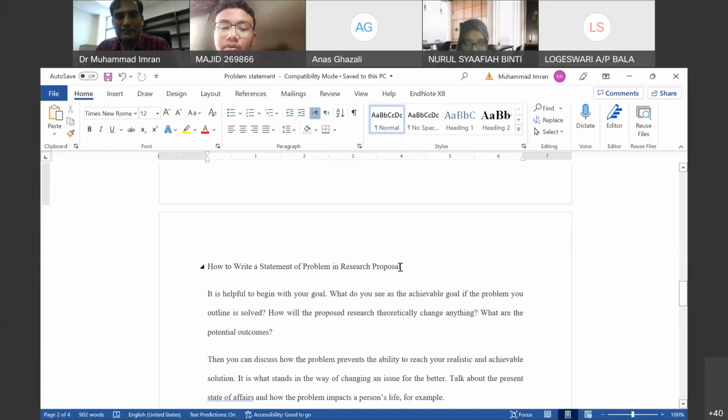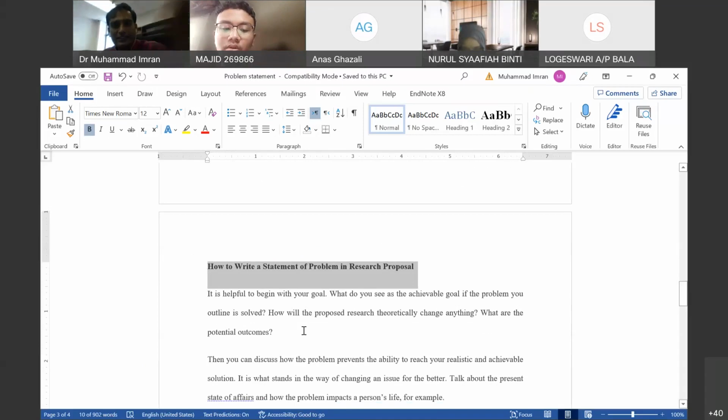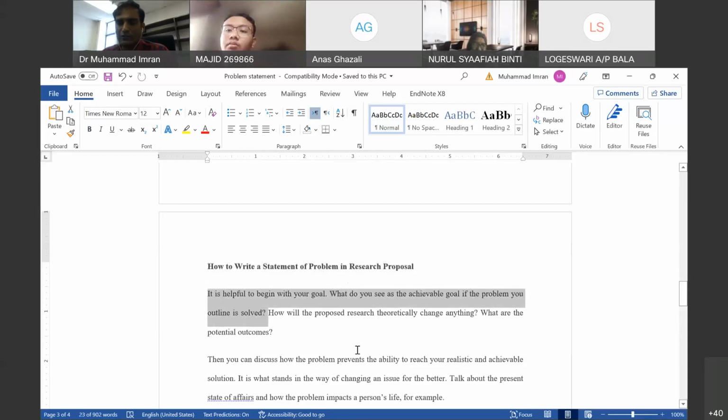The other point is how to write the problem statement in a research proposal. The second most important thing is that it is helpful to begin with your goal. What do you see as the achievable goal if the problem you outline is solved? Please focus on this one.